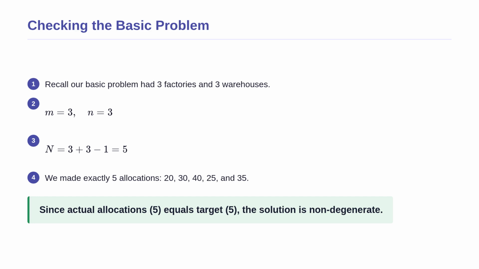Let us apply this check to the basic problem we just solved. We had 3 factories, so m equals 3, and 3 warehouses, so n equals 3. Plugging these numbers into our formula, we get 3 plus 3 minus 1, which equals 5. The formula tells us we need exactly 5 allocations for a healthy solution. Looking back at our steps, we made allocations at 5 distinct cells. Because our actual count of 5 matches the required target count of 5, our solution is non-degenerate. It is perfectly ready for further cost optimization using advanced methods.